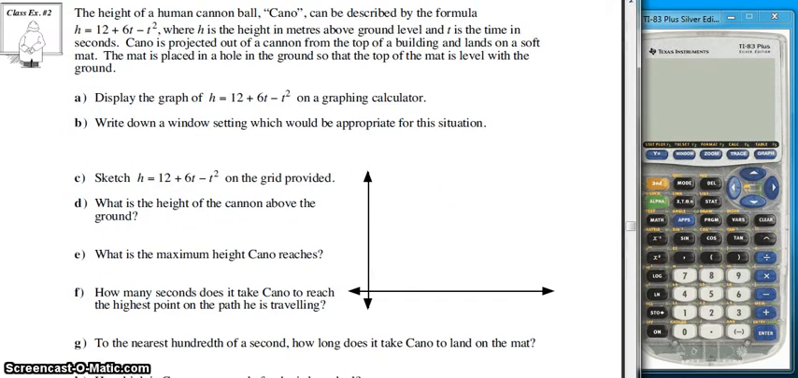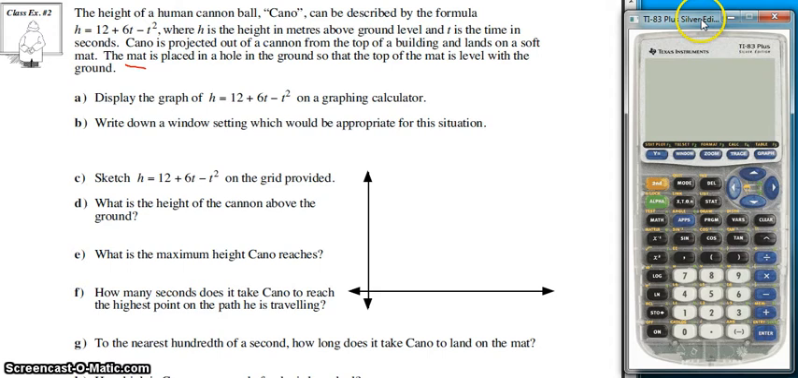Another question is a human cannonball, described by this formula, which means you shoot somebody out, and then you place a mat where the man will land. It would be a parabola when you shoot something. So take out your calculator. First, clear all your equations, and then type this equation in: 12 plus 6t minus t squared. Remember, you can only enter x.